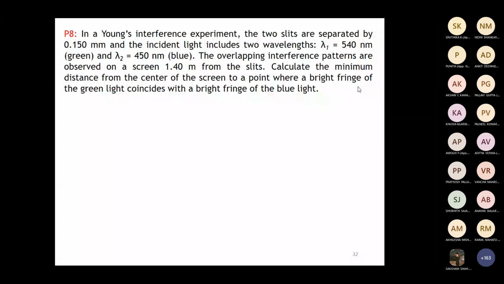Sir, we can equate the y term. Suppose n1 lambda 1 D1 divided by d equals n2 lambda 2 capital D by d, and then we'll get a ratio of n1 by n2. Okay.